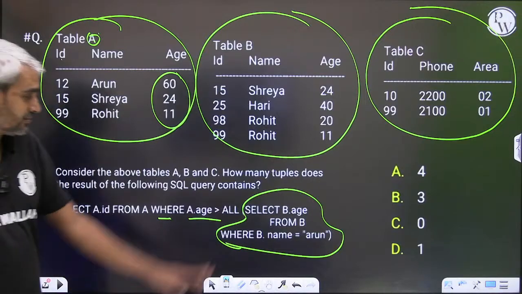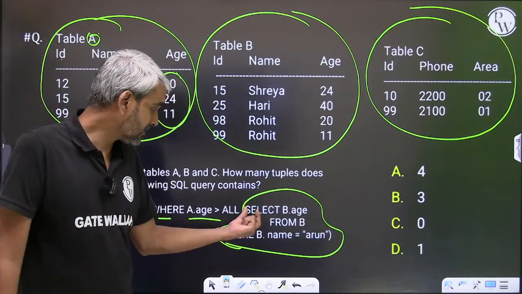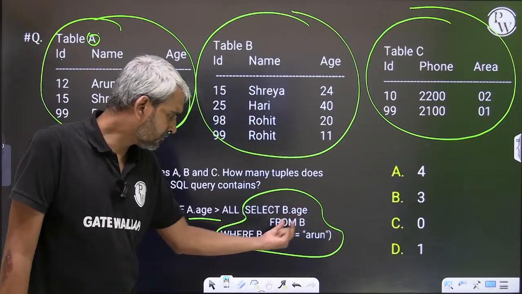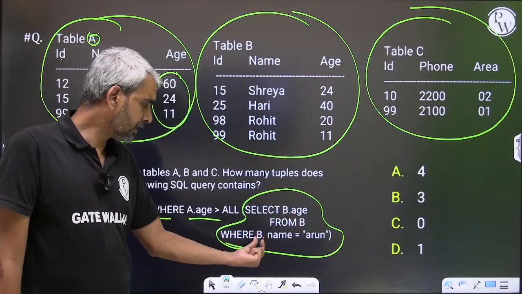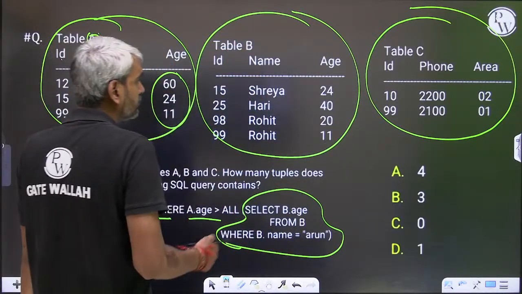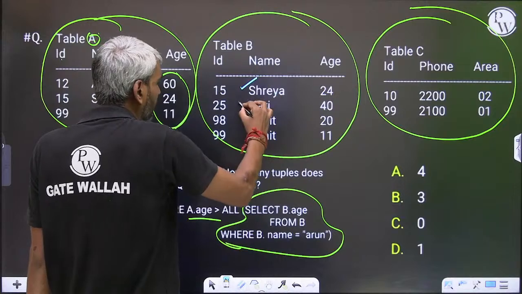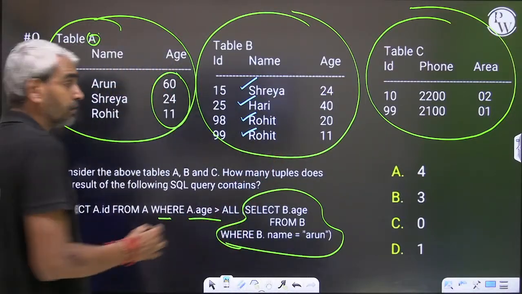Please try to understand what output will be produced by this inner query. So what is this? Select age from B, where the name in table B is equal to Arun. Let's go to table B. Sir, there is no tuple with the name Arun.